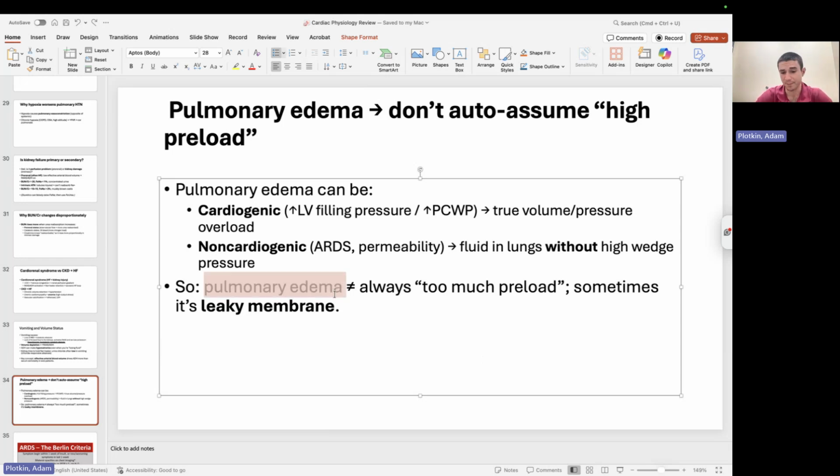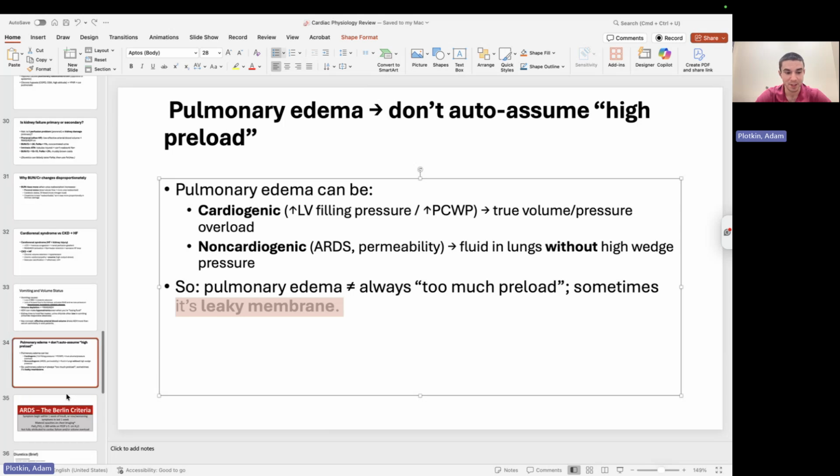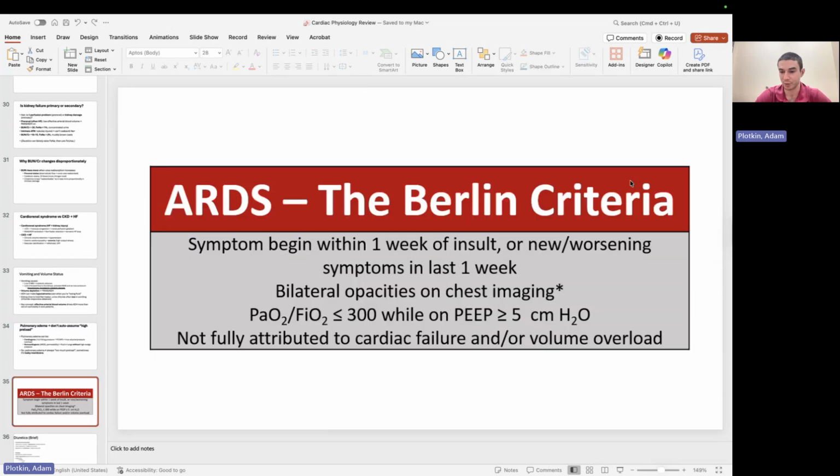So just because you see pulmonary edema doesn't mean there's too much preload or that the heart's failing, right? It could sometimes mean you have a leaky membrane, like in ARDS. And again, if you haven't done respiratory, you'll learn about this. ARDS, these are the Berlin criteria. How do we diagnose it?